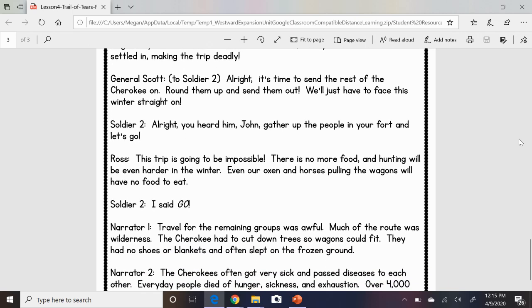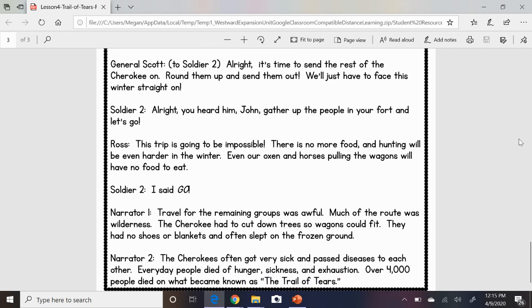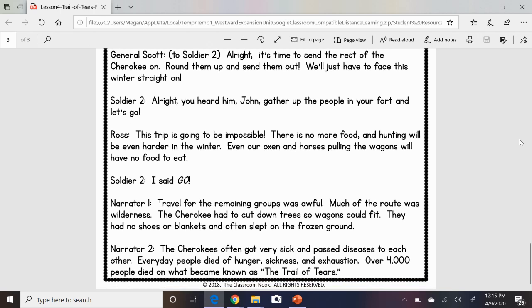"All right, it's time to send the rest of the Cherokee on. Round them up and send them out. We'll just have to face this winter straight on." "All right, you heard him. John, gather up the people in your fort and let's go." "This trip is going to be impossible. There is no more food, and hunting will be even harder in the winter. Even our oxen and horses pulling the wagons will have no food to eat." "I said go!"